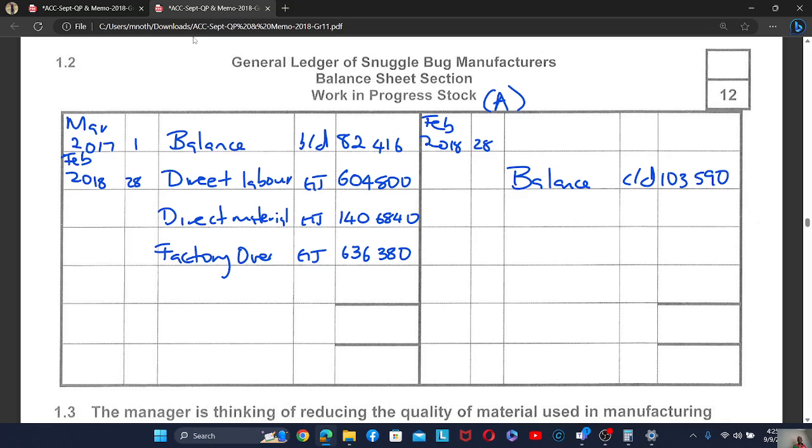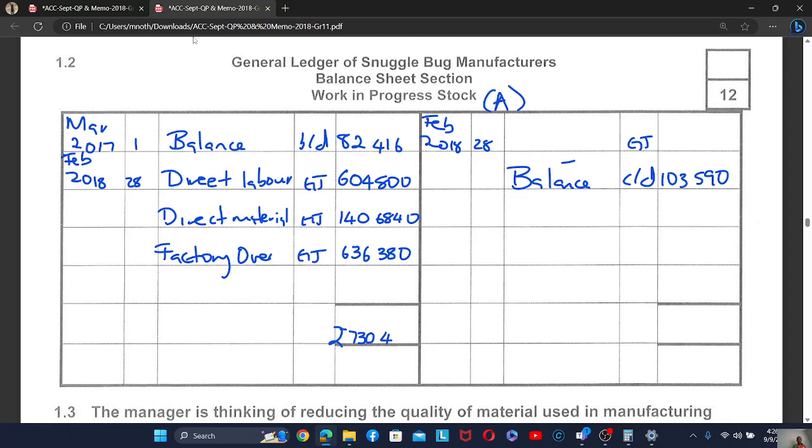But we were not told how many goods were finished or produced. So we just have to find them. Okay. So how much is the debit side? Debit side, 2,730,440.